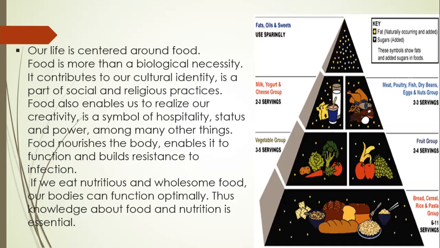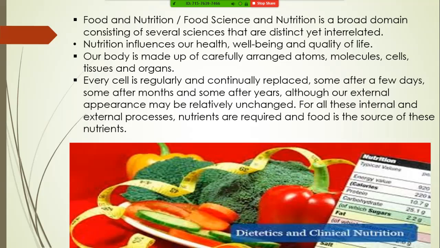And that is the reason why we need certain trained professionals in this particular field. Life is centered around food. Food is more than a biological necessity, as I've told you. And then certain foods, quality, and quantity, we need to be bothered about. That is already known. Food science and nutrition is a broad domain consisting of several sciences that are distinct and yet interrelated. Nutrition influences our health, well being, and quality of life. Our body is made up of carefully arranged atoms, molecules, cells, tissues, and organs. Every cell is regularly and continuously replaced, some after a few days, some after months, some after years, although our external appearance may be relatively unchanged.